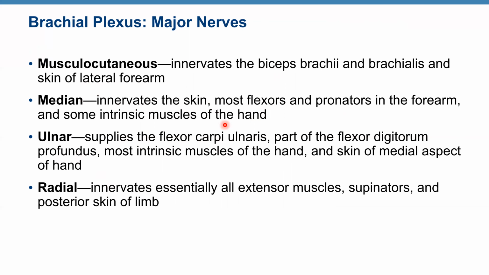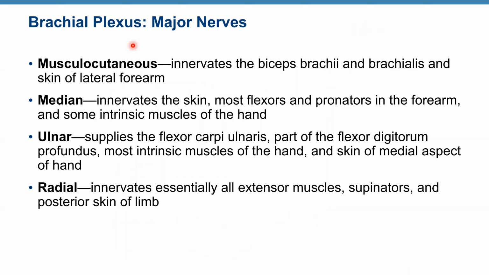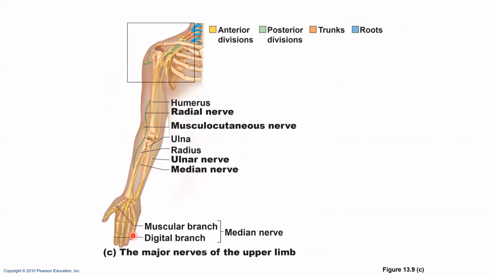Well, we didn't cover muscles yet, right? So right now, just remember the names of the nerves, and when it comes to the muscular system, then we will get back to this and we will learn what nerves innervate what muscles. But those are the major nerves of the brachial plexus.